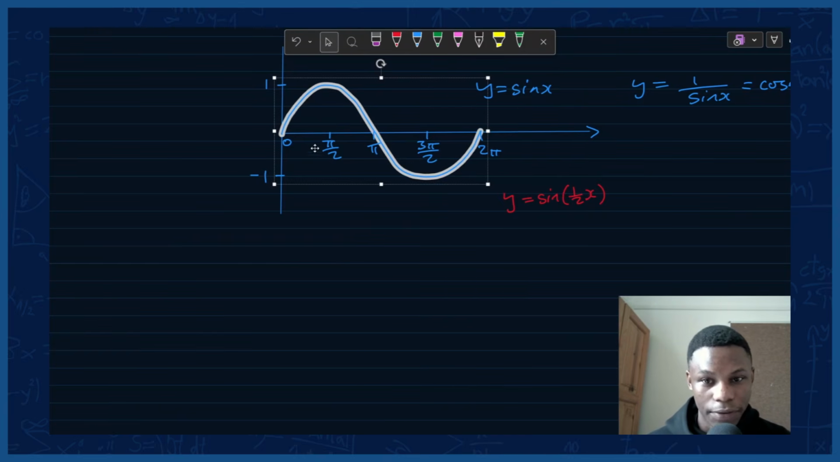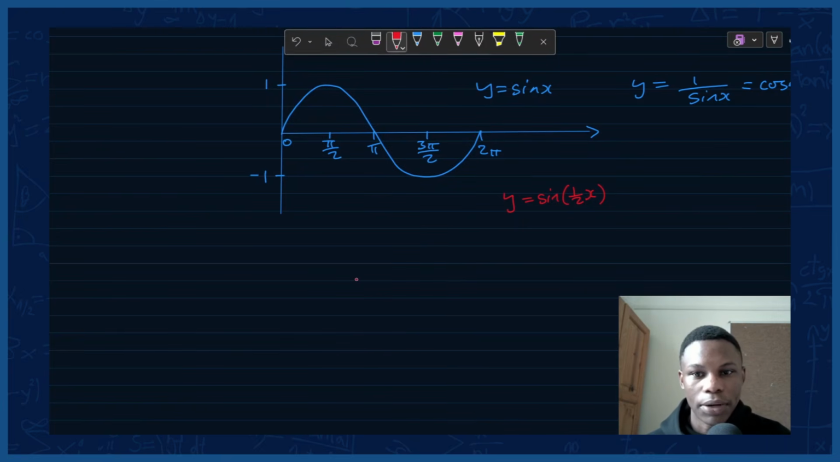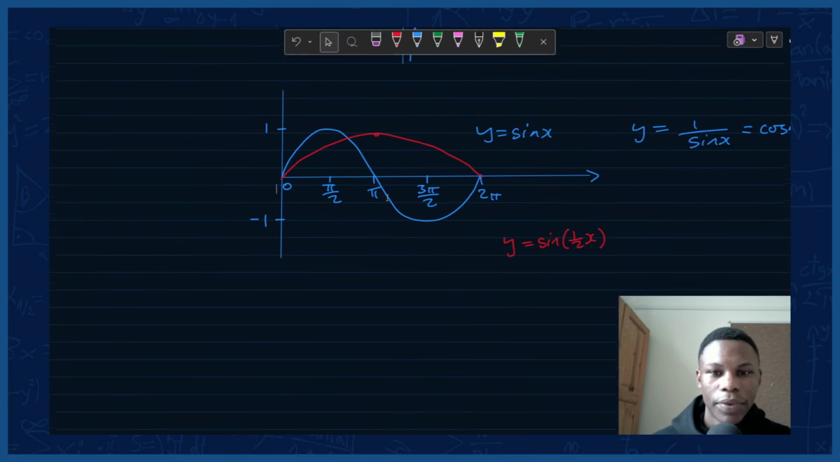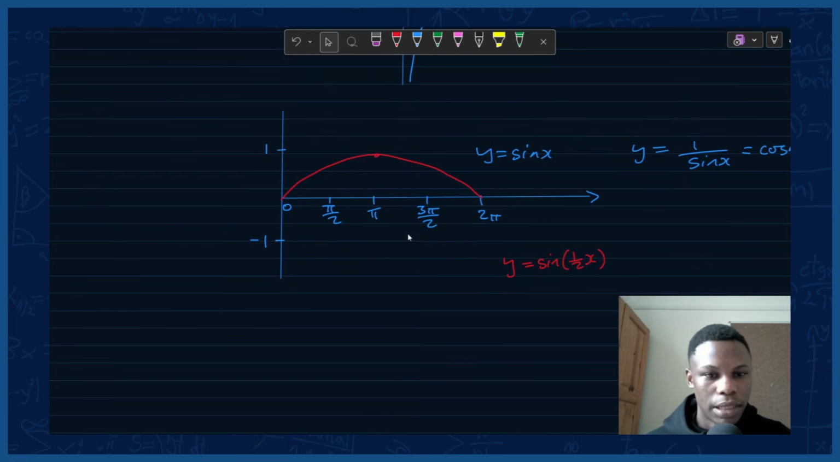So this picture that I've drawn here, that's a full cycle. But we are saying for sine of a half x, I have to complete half of this cycle by the time I get to 2 pi. So that would mean I'm going to peak in the middle here. And so I want to complete half of the cycle. So this is half. If I was to complete it, of course, it would look like that. But we only want half of the cycle. So this red thing becomes the graph of y is sine of a half x. Okay. So we no longer need the blue stuff because we have the red stuff.